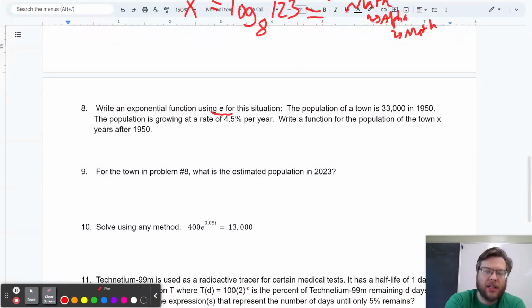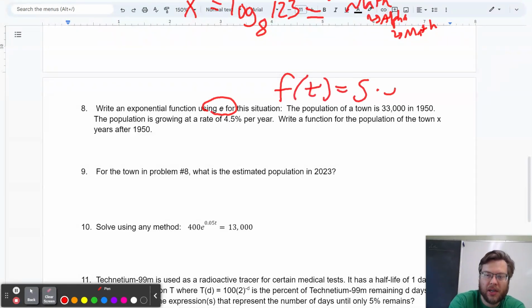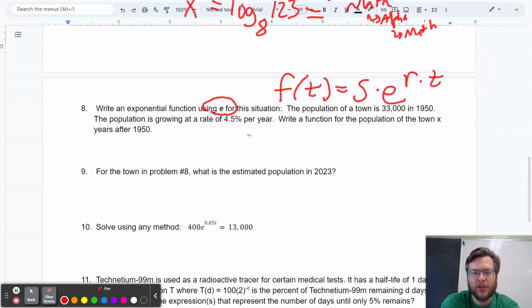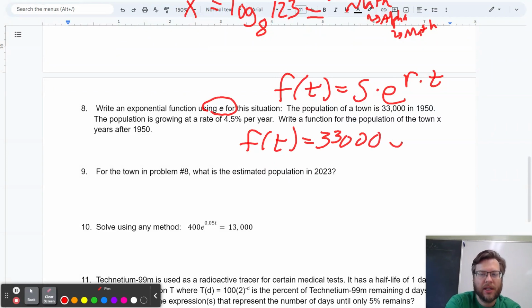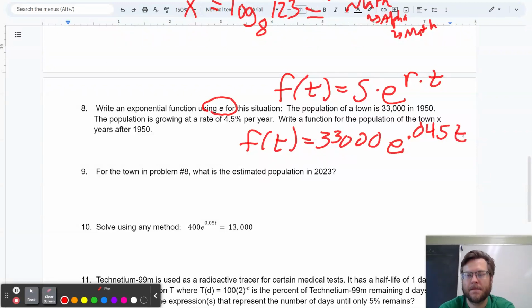Now we're asked to use e, so we're using a base of e. When we use a base of e, our equation looks a little bit different. Our equation looks like this: start times e to the rate times t. So here we have a function. The town starts at 33,000. Our rate is 4.5%, so percent means divide by 100. That's why I got 0.045 raised to the t value. Okay, let's skip on down a little bit more.